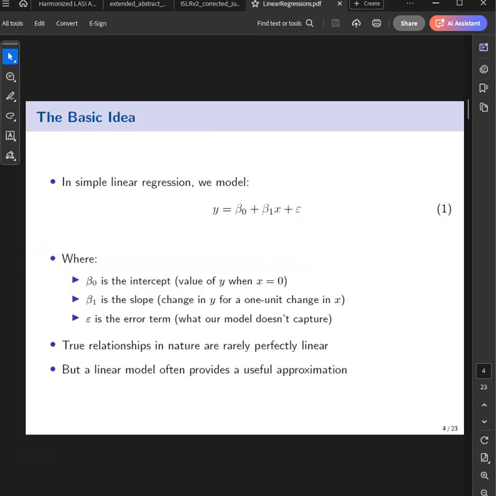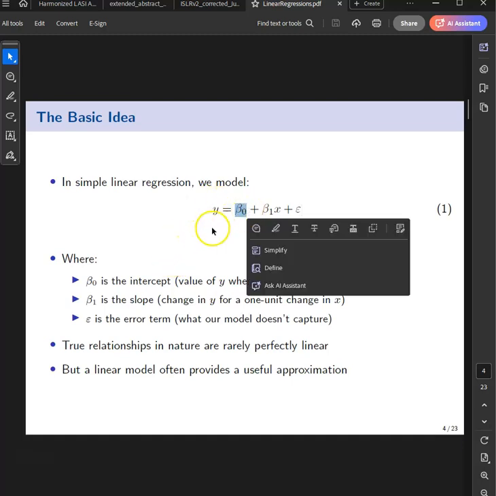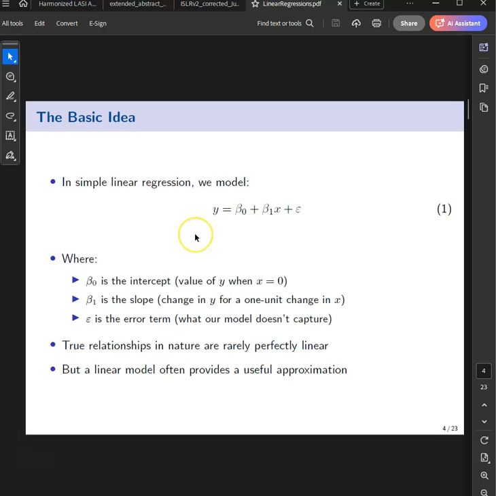Let's break down the idea of linear regression with a simple equation. So we have this equation over here, y equals beta naught plus beta 1 x plus epsilon. These are fancy Greek symbols, but don't worry about it. So beta naught is the intercept. What this means is that this is the value of y when x equals 0. Think of it as a starting point on the y-axis.